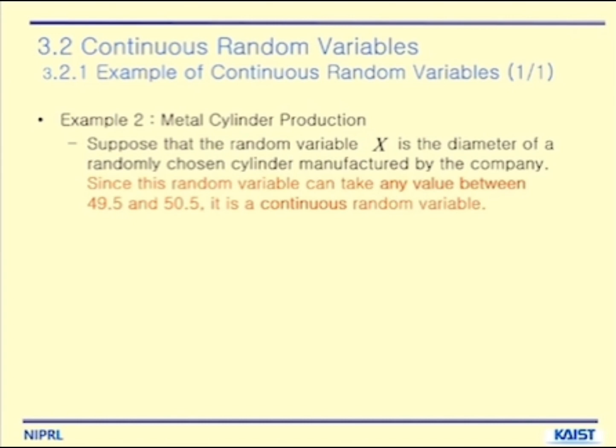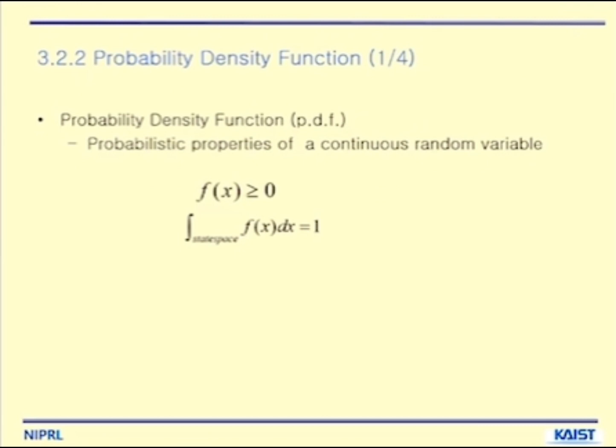And since the random variable can take a value between 49.5 and 50.5, look at that. That is based on experience. Between 49.5 and 50.5, that is not discrete. That's continuous, and that's why we are going to call that a continuous random variable. Now, what is the name that we call the probability distribution for a continuous random variable? It's called the probability density function.